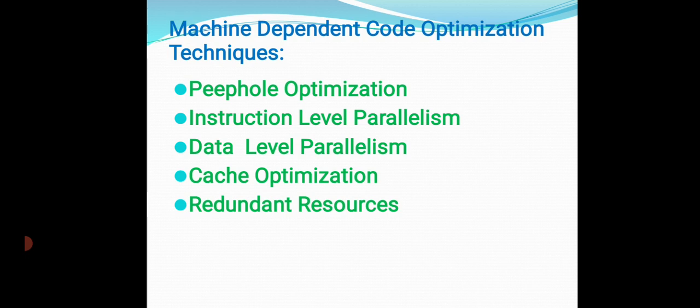Next is the use of redundant resources. We can use redundant resources, like more registers, or more machines in the case of data level parallelism. Obviously more resources are going to cost us more, but they may definitely increase the efficiency of the code. So from these techniques we are left with peephole optimization, which we will do in the next slides.